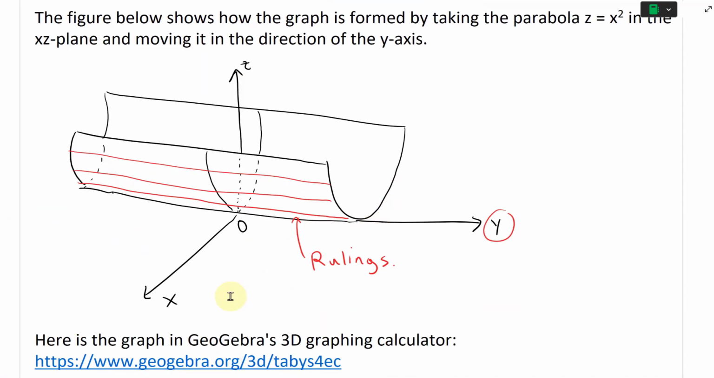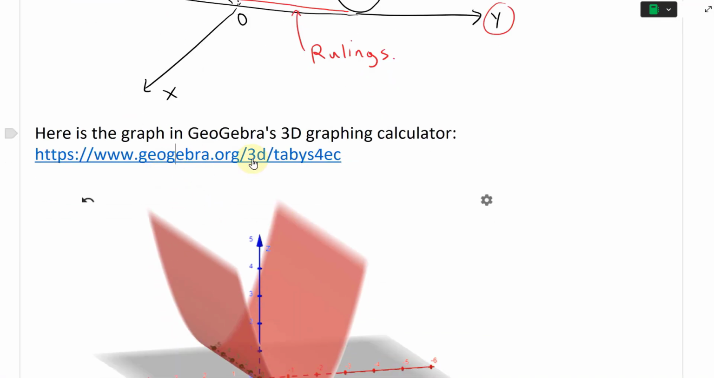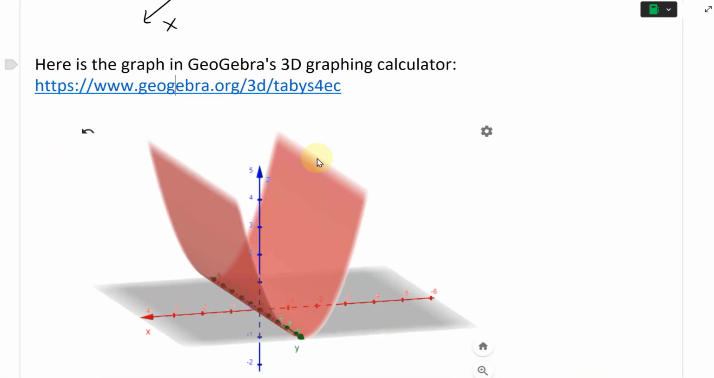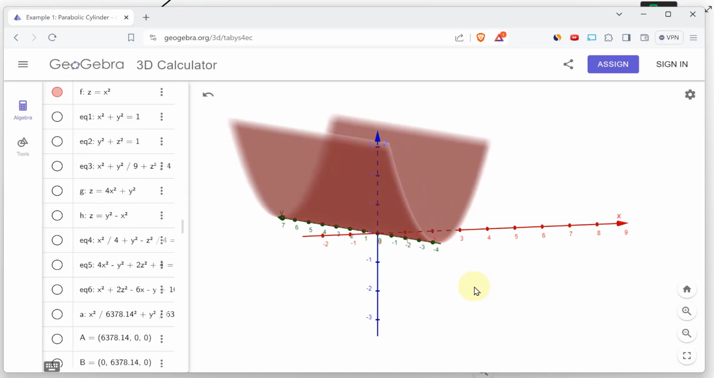All right, so going further, here's the graph in GeoGebra's 3D graphing calculator. There's a link here, and I'll include all the 3D graphs throughout this whole video inside. You're going to have over here, this is how it looks, and if you go to this link right here, you're going to have a whole bunch here. These ones are for the other examples and exercises.